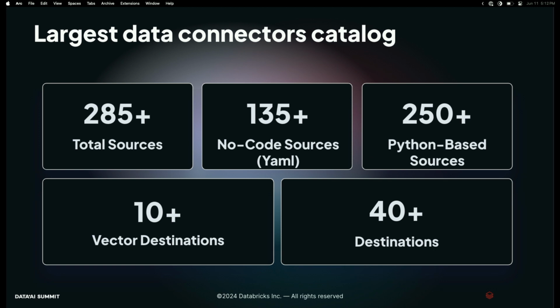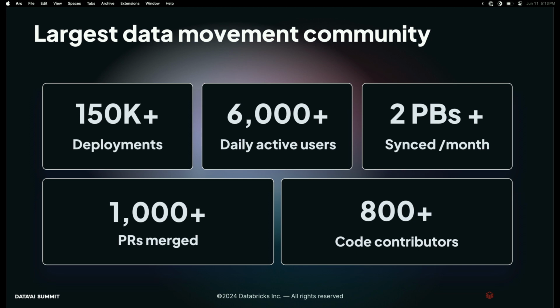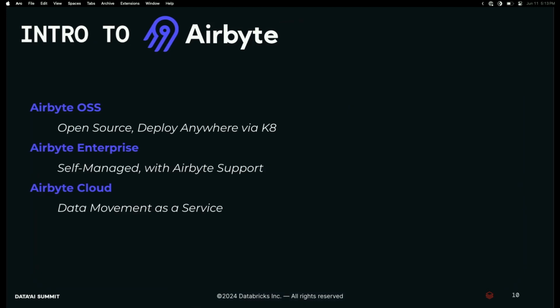We have connectors built in Python, Java, and a few in other languages like Go. There's no real language restriction for the ecosystem. If you want to build a connector in any language, you can. But most of them are in Python, and a large number of database sources are in Java. We also have about 10 vector store destinations and about 40 destinations in total. And just a huge number of members in our community. We're humbled constantly by people contributing to these connectors and the ecosystem as a whole.